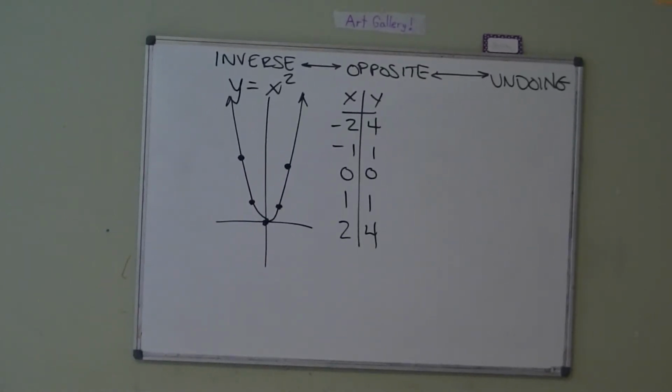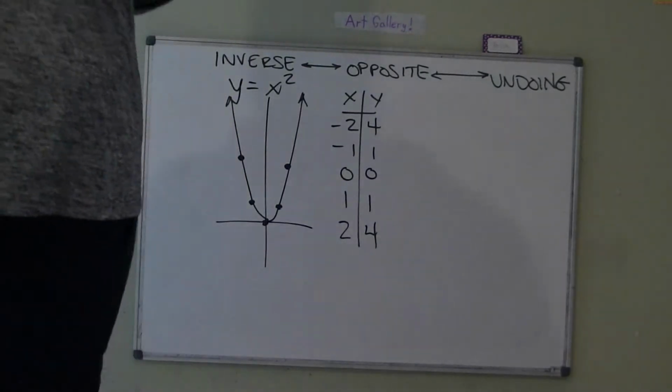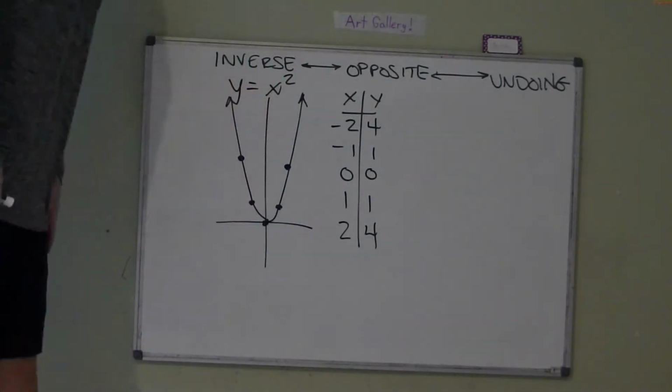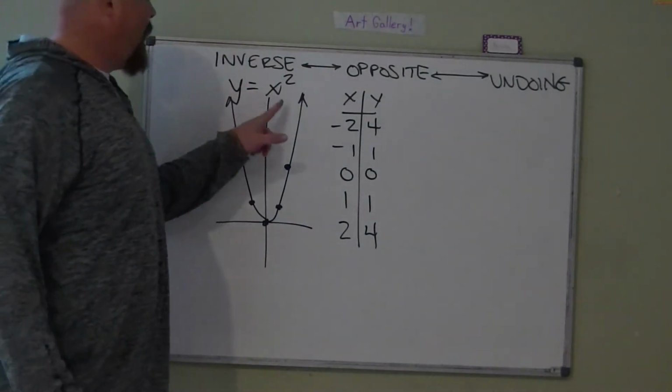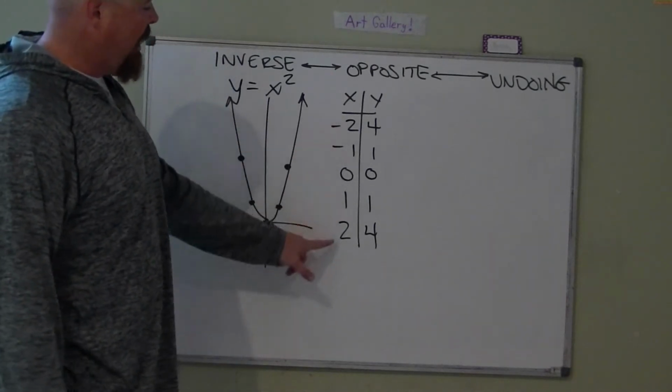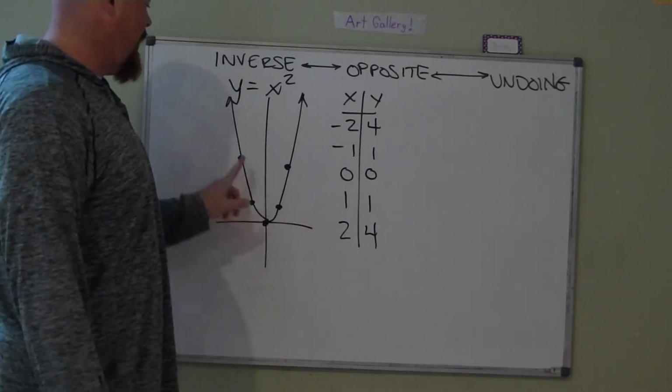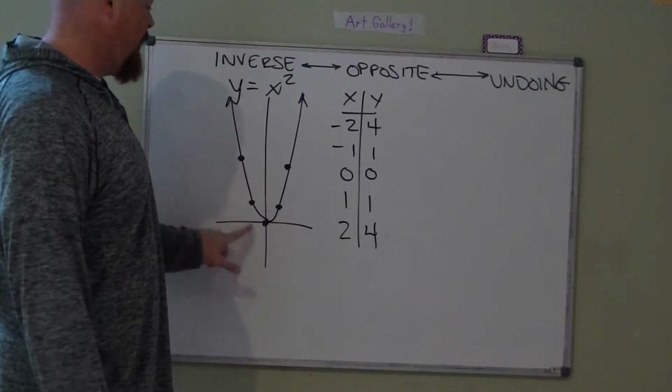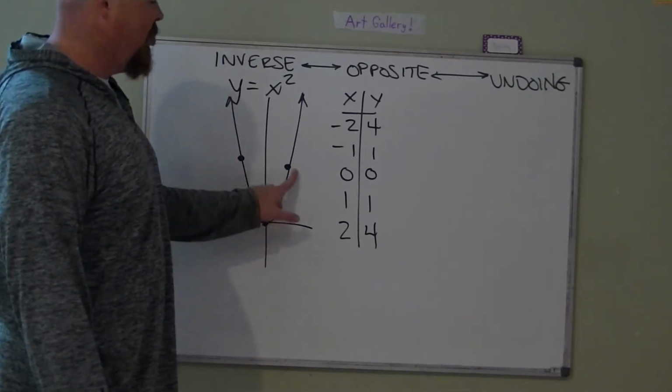Camera's wiggling. Okay, so let's look at this idea. Here we have the basic quadratic function, this parabola y equals x squared. I've plotted some values here: (-2, 4), (-1, 1), (0, 0), (1, 1), and (2, 4).